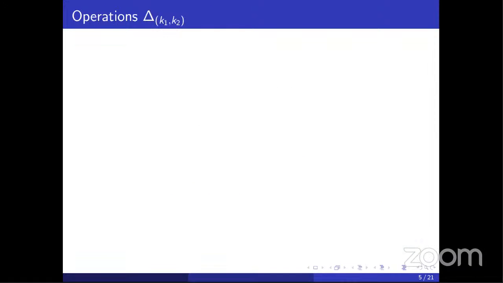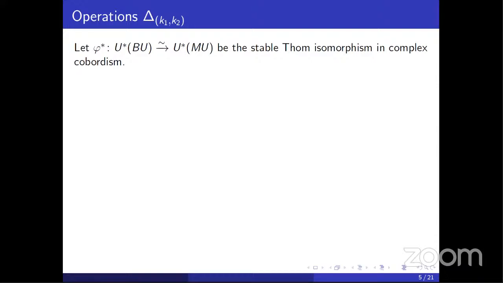And now let's consider some geometrically clear SU linear operations. It's an old geometric example of SU linear operations. So let phi be the stable Thom isomorphism in complex cobordism, which provides the bijective correspondence between the set of universal characteristic classes, the complex cobordism of BU, and homological operations in complex cobordism, the complex cobordism of MU. So if we want to construct a homological operation, we can construct a characteristic class and then just apply the Thom isomorphism.